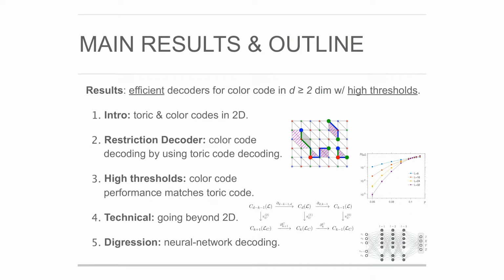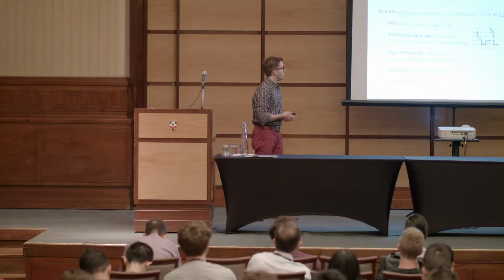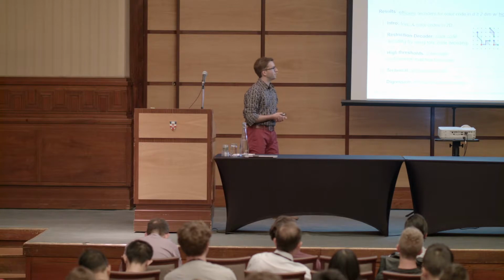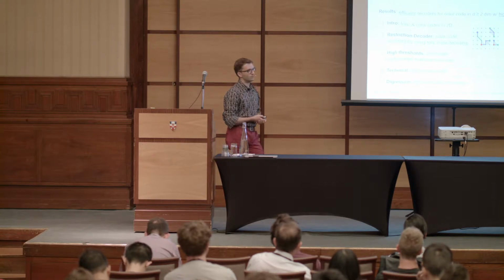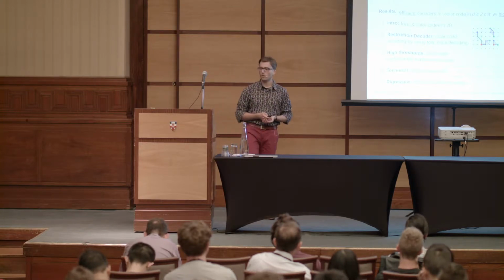Then I will show you some numerics, and we will see that the color code performance matches the toric code performance. Then I will switch gears and show you some technical details, and in particular, I will sketch how one can go to higher dimensions, beyond 2 dimensions. And the last part will be a little digression. I will tell you a bit about neural network decoding. So let's get started.